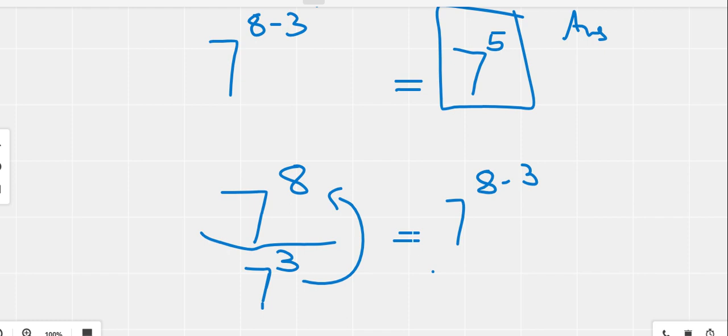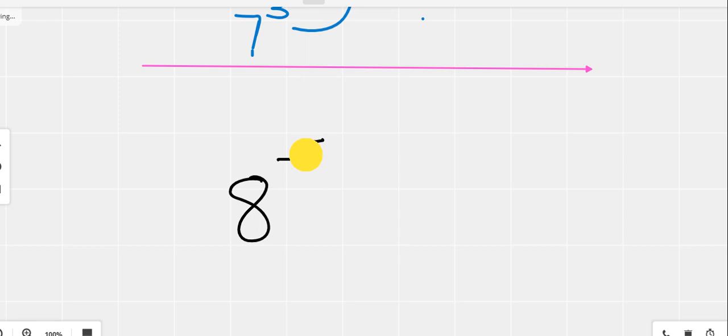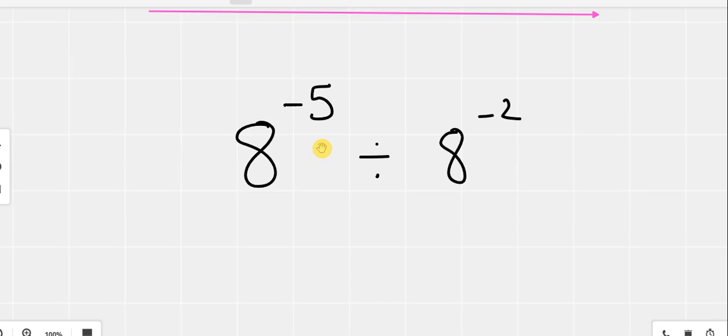Let's look at the second example of it. When you are having negative numbers, for example you have 8 to the power of minus 5, divided by 8 to the power of minus 2. Let's say we have both negative. Now how are we going to do it? The bases are the same. We know that we still have the same base, but this divide sign as well. We know that for division we will use subtraction.